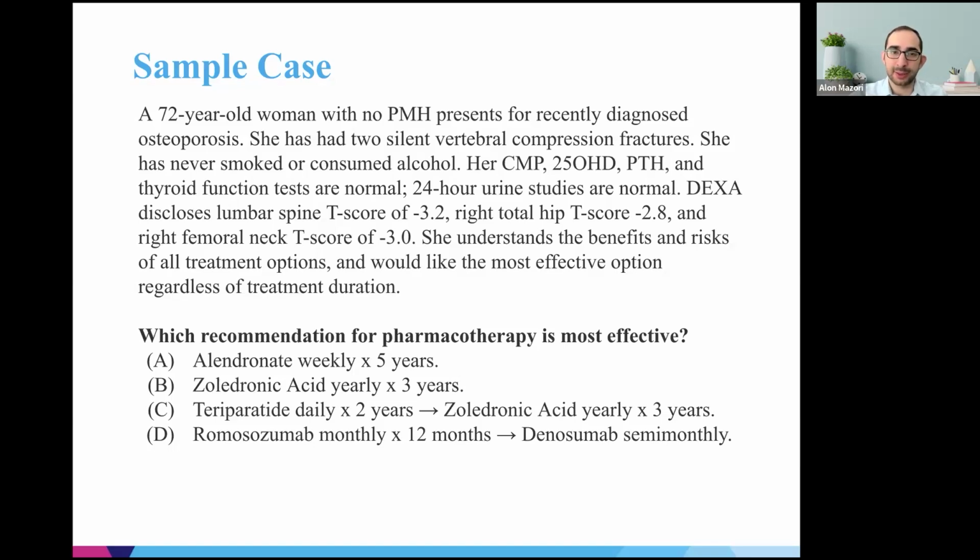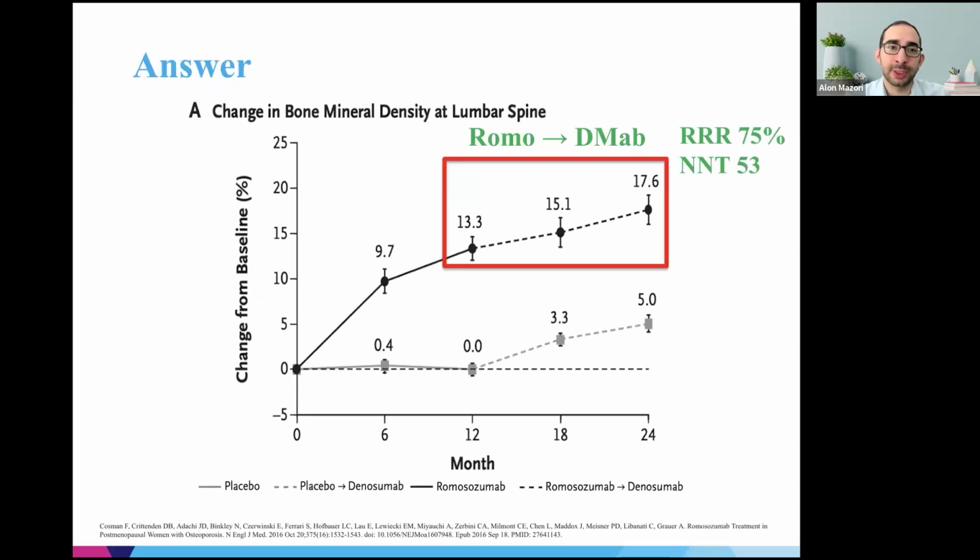Now that we've had a chance to think, I would argue that the answer is the combination of romosozumab first and then denosumab later, because we see that romosozumab achieves rapid gains in this individual with very high-risk osteoporosis based off the presence of multiple vertebral compression fractures and T-scores of -3.0 and worse. And we see that the combination of the romosozumab and the denosumab achieves progressive gains at the lumbar spine, and similar data show impressive gains at the hip as well.